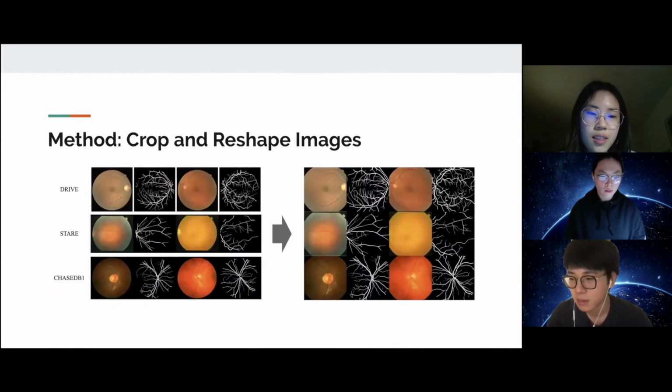The three datasets came in different shapes. To help generalize the datasets and to enable ourselves to combine data more freely, we cropped and resized all images to the same shape.